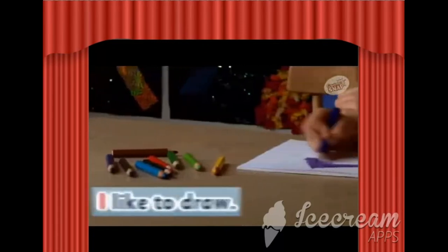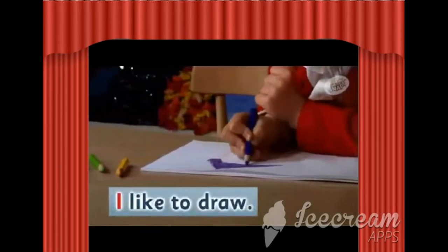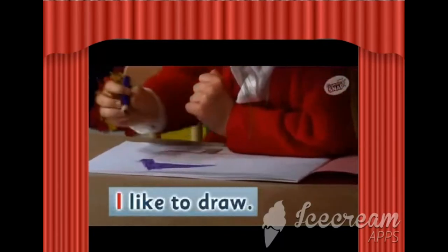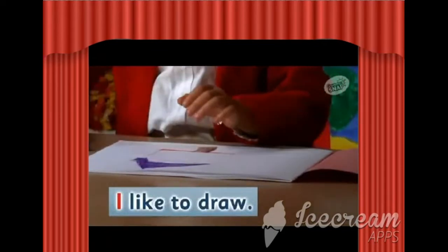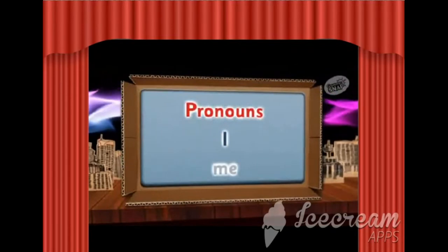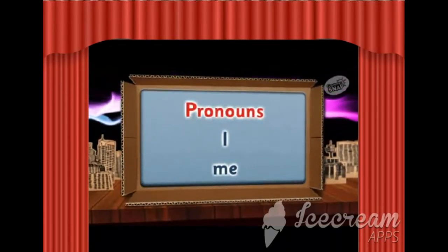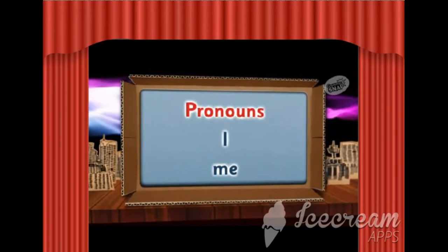Gloria says, I like to draw. Do you want to draw with me? A pronoun is a word that takes the place of a noun. The words I and me are pronouns. You use them to talk and write about yourself.